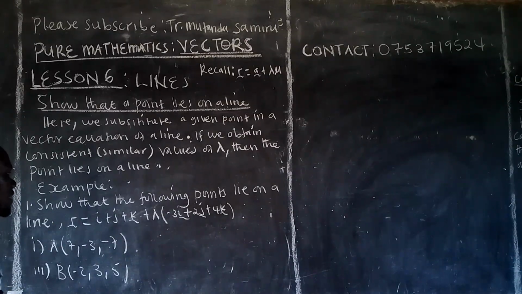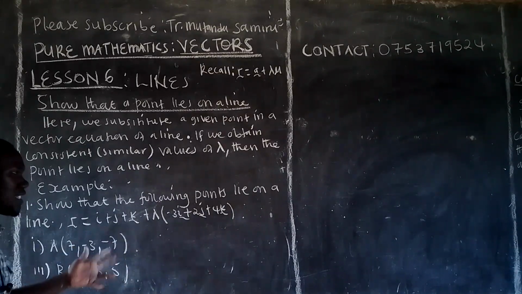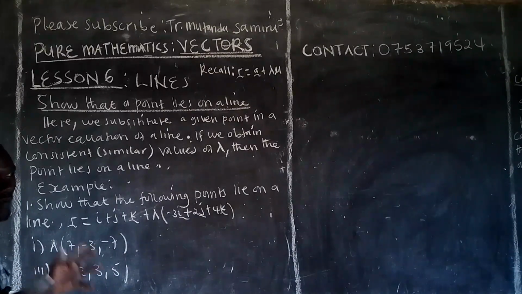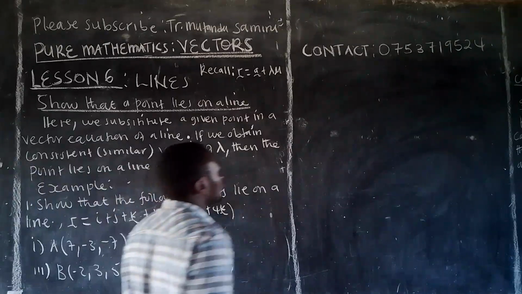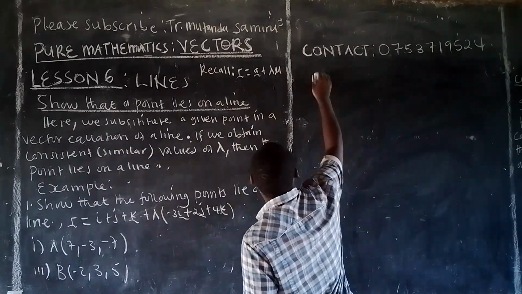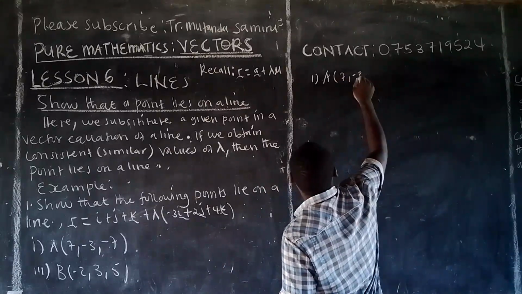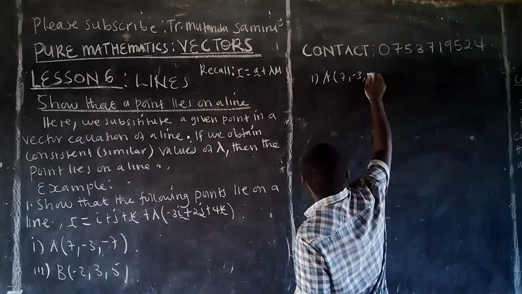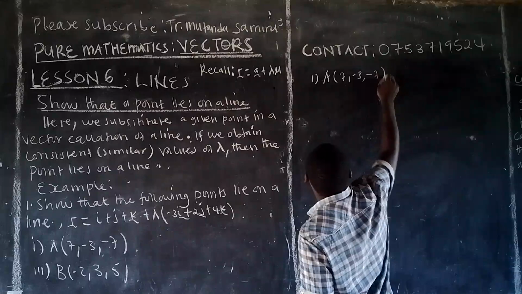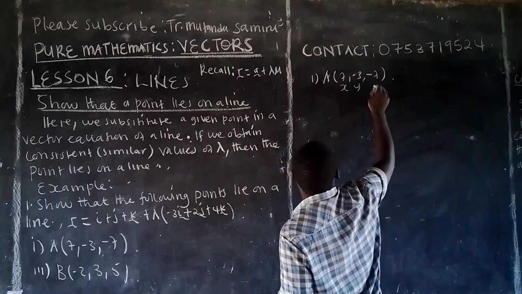Example: show that the following points lie on a line. The line is r equals 1i plus 1j plus 1k, plus lambda times negative 3i plus 2j plus 5k. Now we want to show that this point lies on that line. The value of lambda must be the same. So, Roman numeral one, the point is 7, negative 3, negative 7. This point you can name x, y, and z.